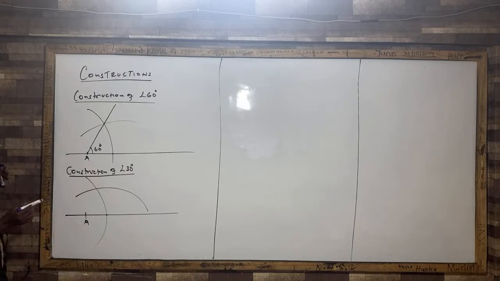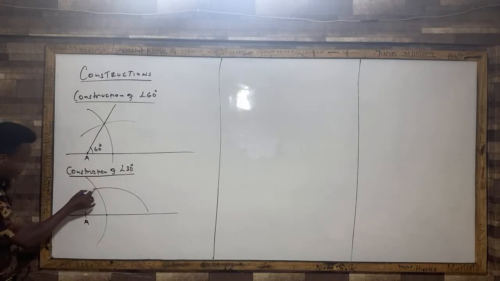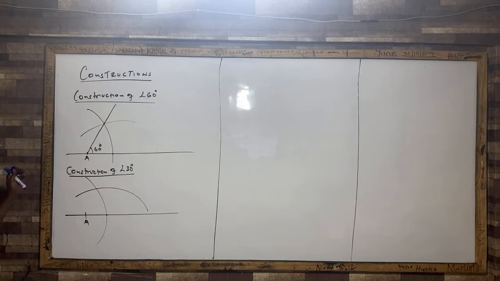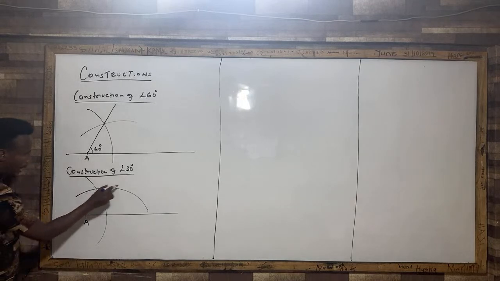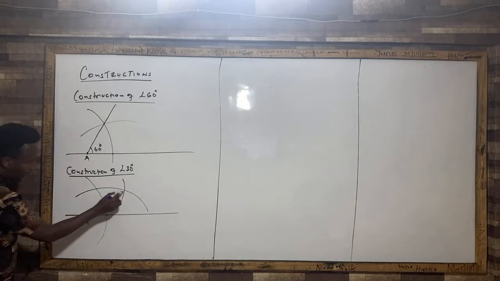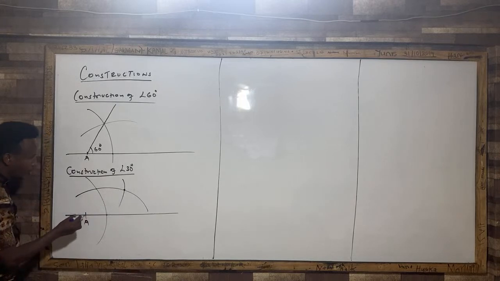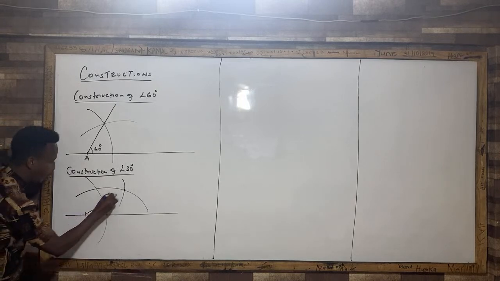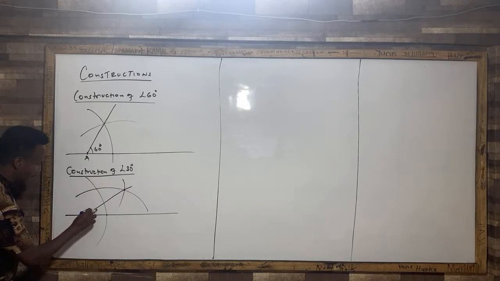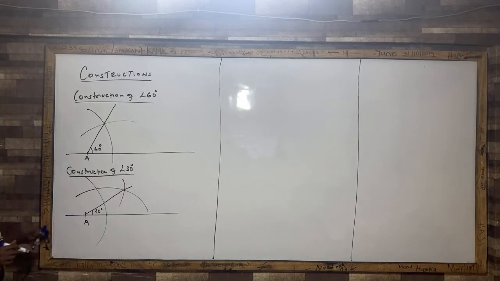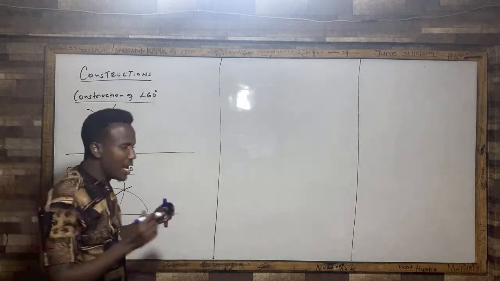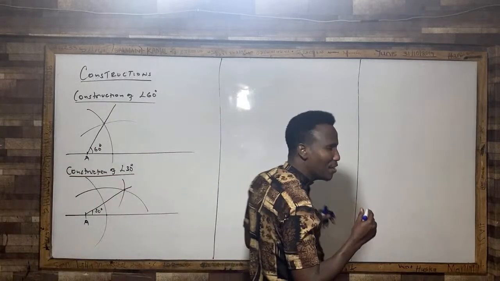Then, remember, our target is to get angle 30. So I will come again here without interfering with the radius. Please don't interfere with the radius. I will come here and then bisect this one. So this one, joined to this point, will give you an angle of what? An angle of 30. So this is angle 30. Very easy.